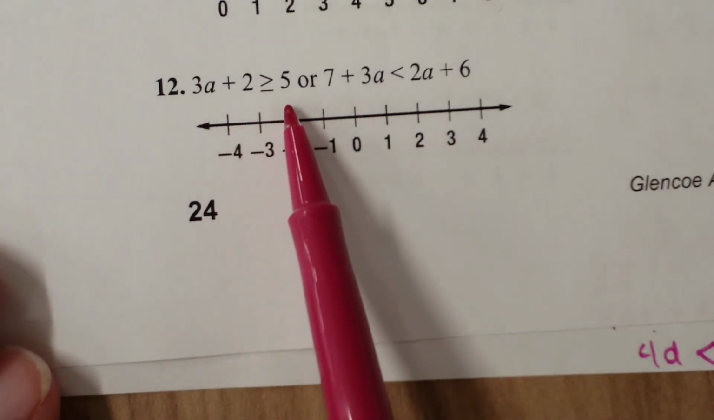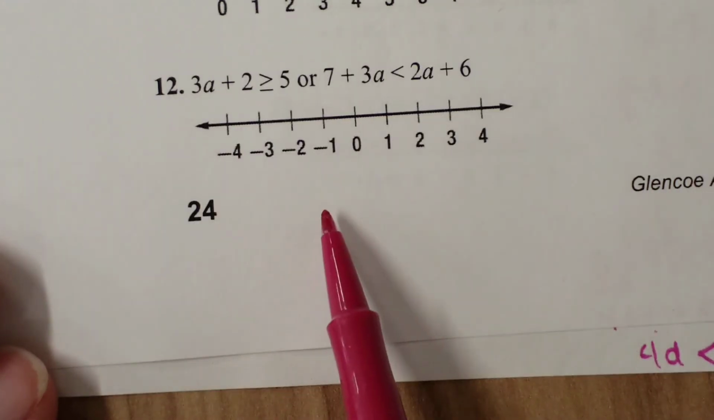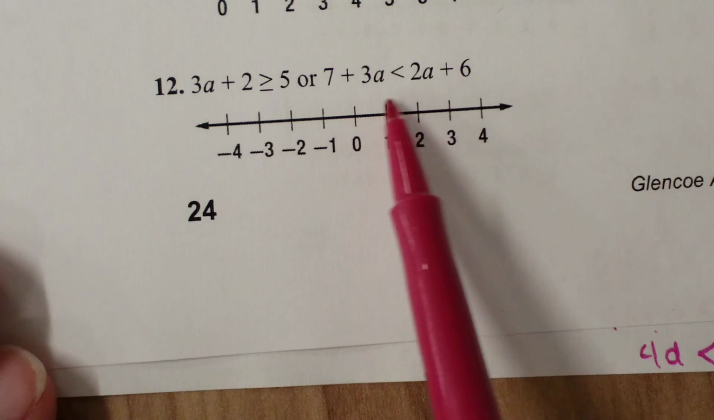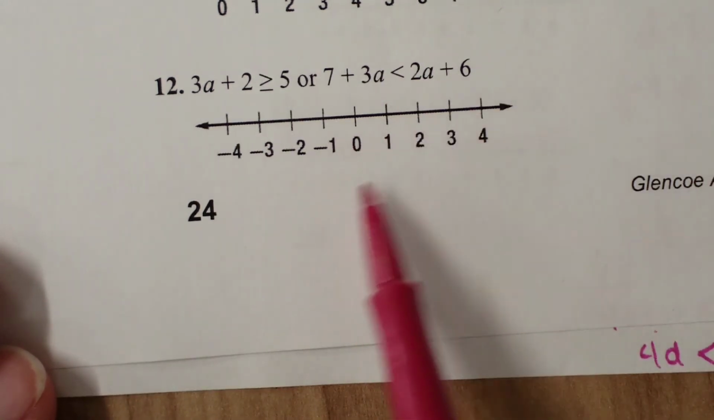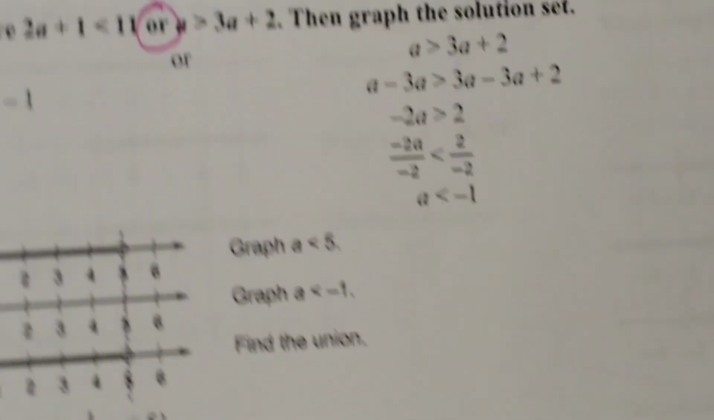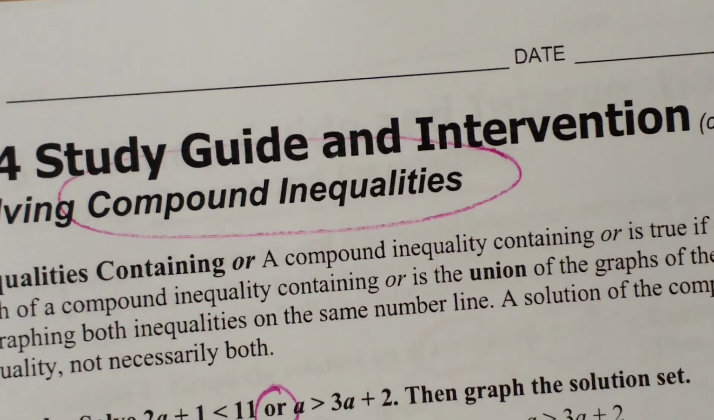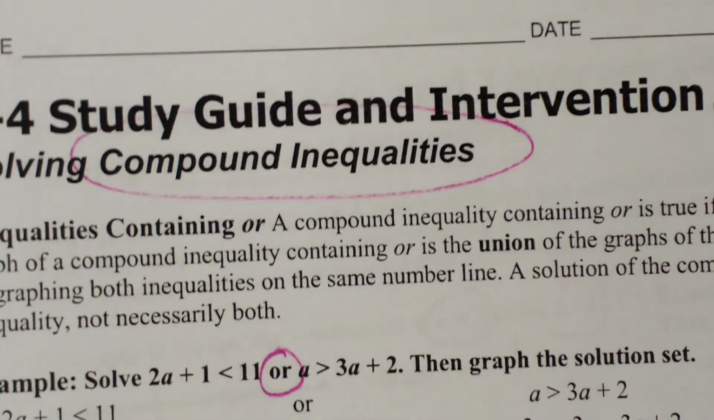3a plus 2 is greater than or equal to 5. Solve that, graph it. Then 7 plus 3a is less than 2a plus 6. Solve that and graph it. Okay. These are called compound inequalities because they are connected with a qualifying word of either and or or.